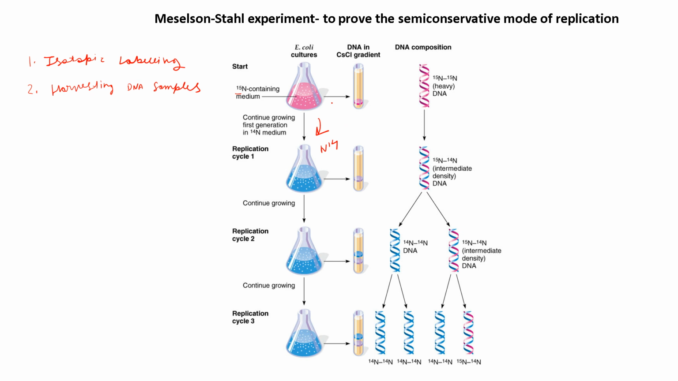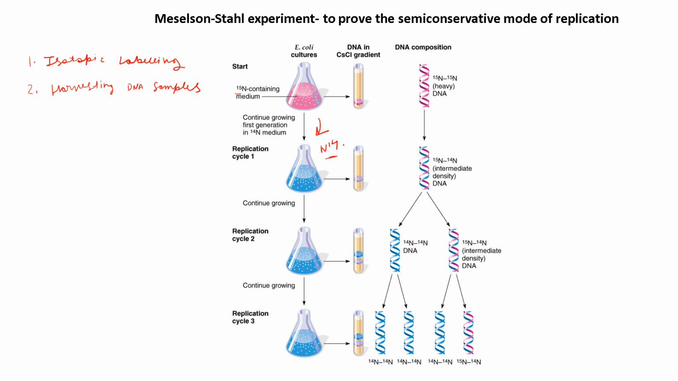Okay, so here you can see the DNA composition is heavy DNA, that is N15 N15. But when the bacterial samples were transferred to the N14 containing culture, here you can see the intermediate density DNA, N14 N15.